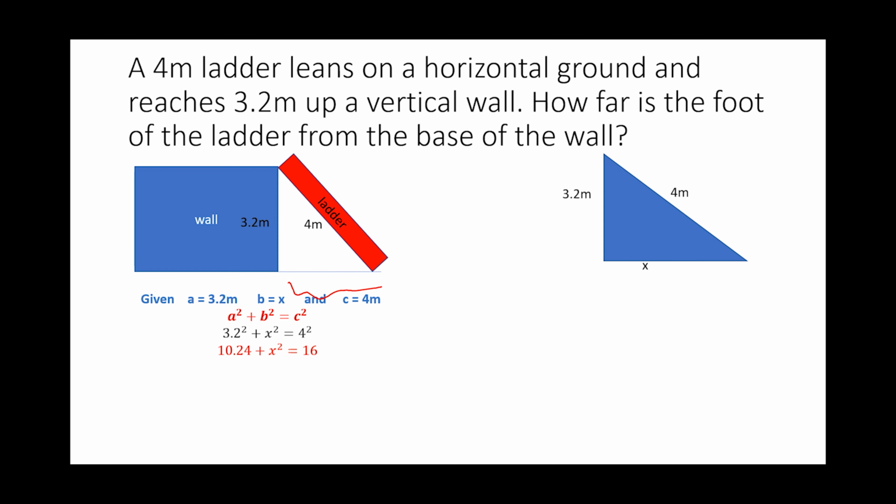Now we want to isolate x squared. We undo addition, so we subtract 10.24 from both sides. When we subtract that, we are left with x squared equals 5.76. Now we want x to the power 1, not 2, so we take the square root of both sides. We can leave our answer like this, x equals the square root of 5.76 meters, or we can simplify using a calculator.